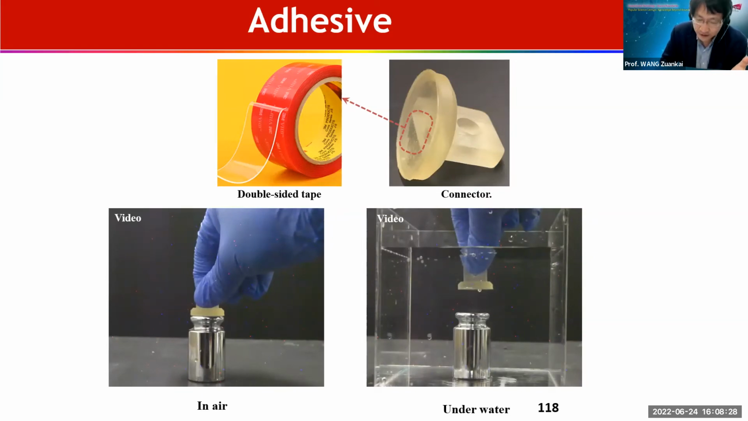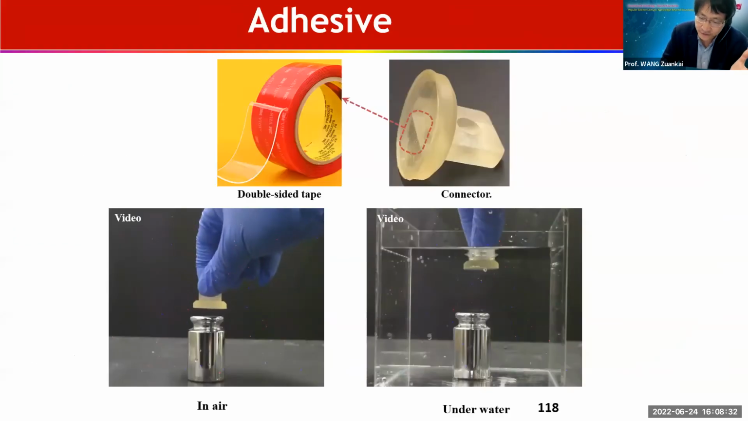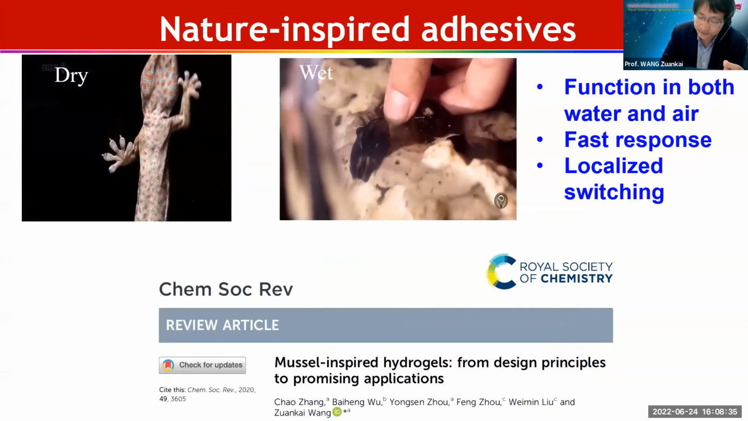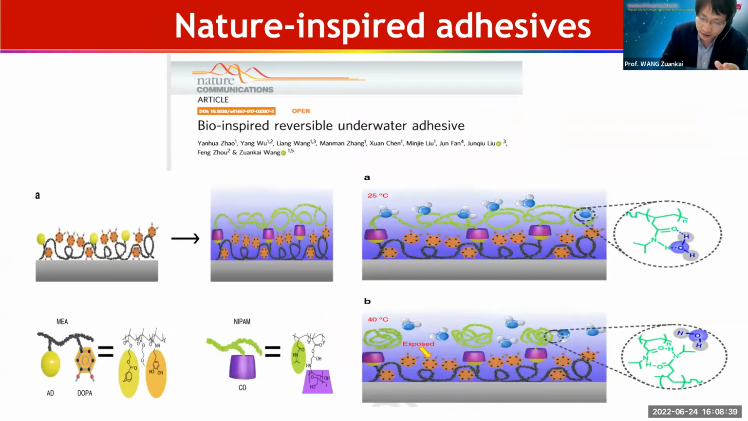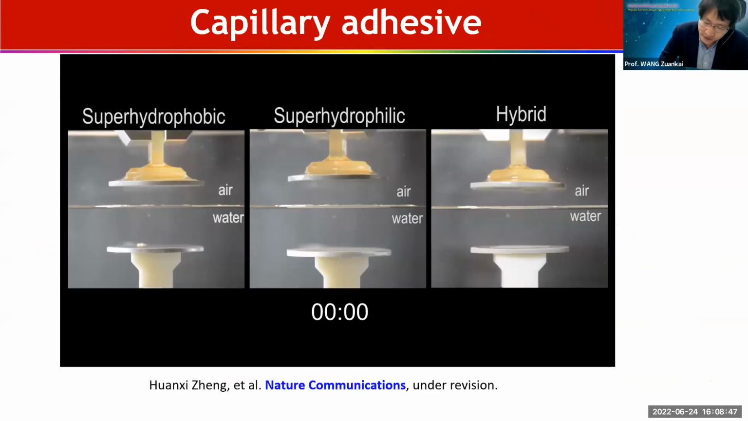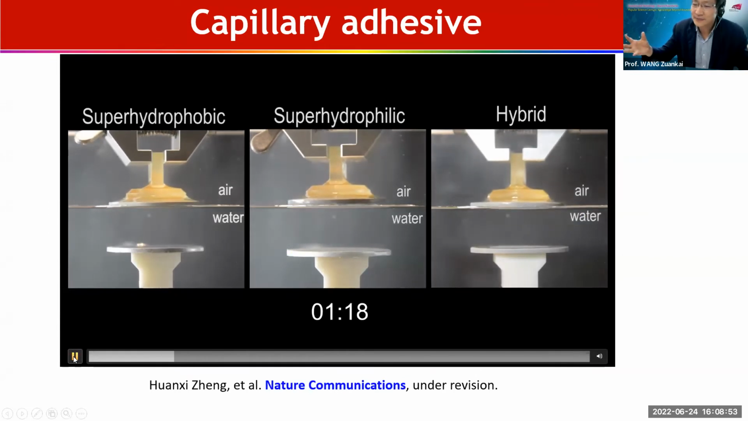In our lab, we also work on other topics, for example, adhesive. For the first time, we achieve reversible underwater adhesive. So this is basically the first time people can achieve a reversible adhesion. Recently, we made another new finding. The new finding is we just use the capillary effect.